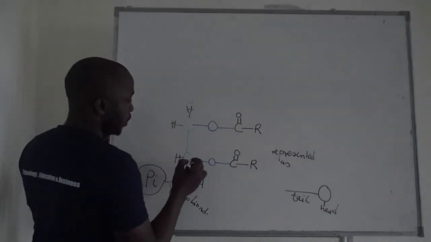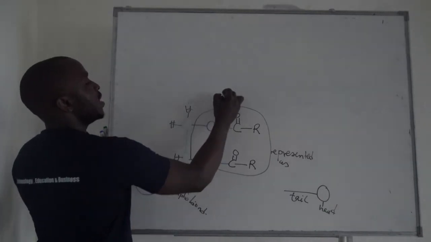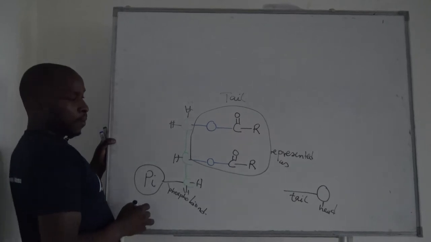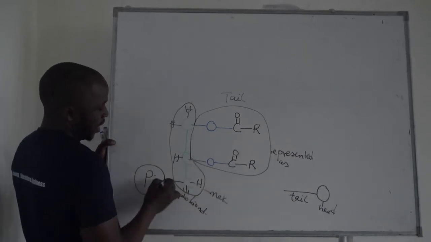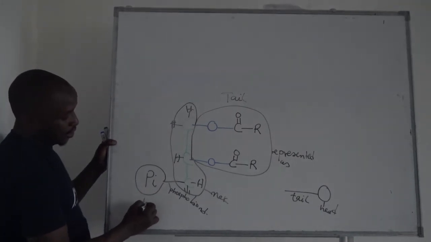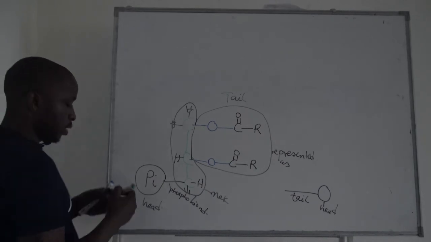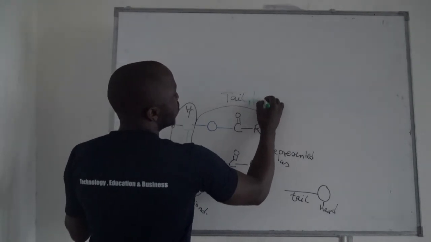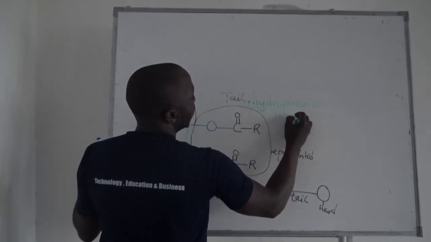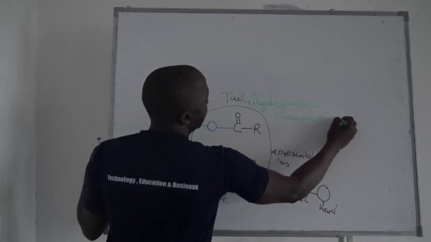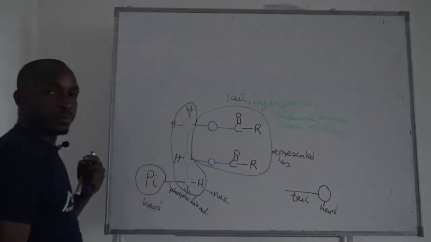This is it here. This part here is the tail. I would call this part here the neck, and this phosphate end is the head. So it means the tail is hydrophobic. Hydro is water, phobic is fear, so hydrophobic. In other words, insoluble in water. Something that is insoluble in water is water repelling. The tail is water repelling.